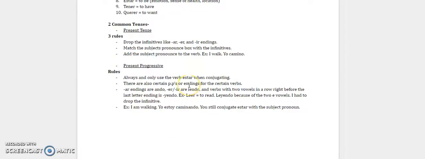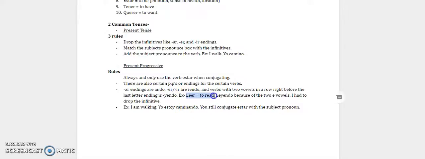So there are certain endings for these verbs. Like the AR ending is ando, and ER and IR are the exact same thing, it's iendo. And then verbs with two vowels right before the last letter have a different ending. It's actually yendo with a Y instead of an I for ER and IR verbs.